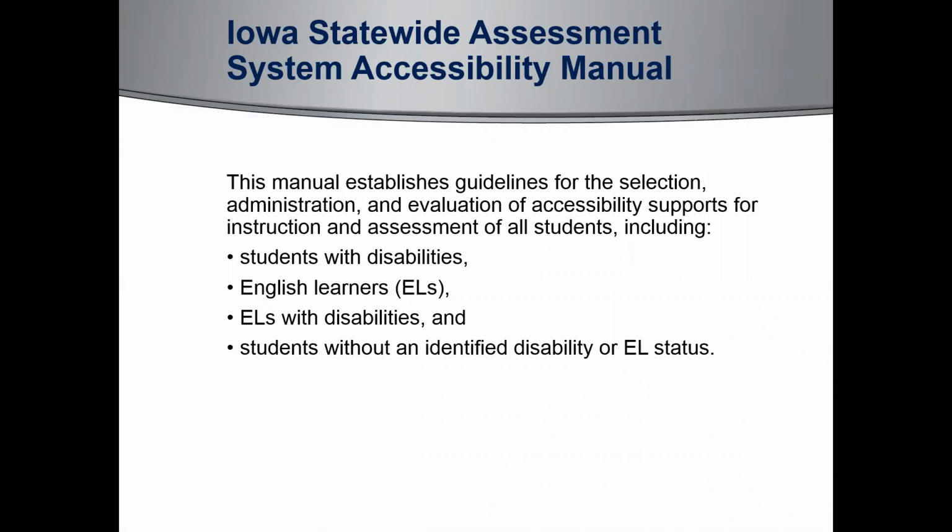Accessibility supports discussed in this manual include both embedded and non-embedded universal features that are available to all students as they access instructional or assessment content, embedded and non-embedded designated features that are available for those students for whom the need has been identified by an informed educator or team of educators, and embedded and non-embedded accommodations that are generally available for students for whom there is a documentation on an individualized education program or 504 accommodation plan.